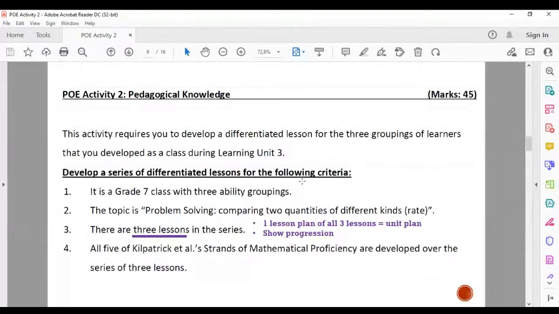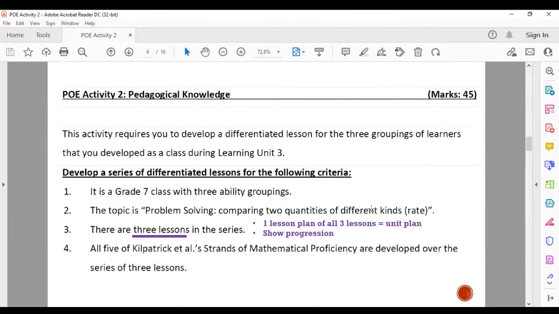Right, so there are 3 lessons in this series. So you are going to have 1 lesson plan. So you are using your lesson plan template only once. So for all 3 lessons, you are going to use the template, and we call this a unit plan, in which you are going to show progression. In other words, from your first lesson to your second lesson to the last lesson, there should be progression.